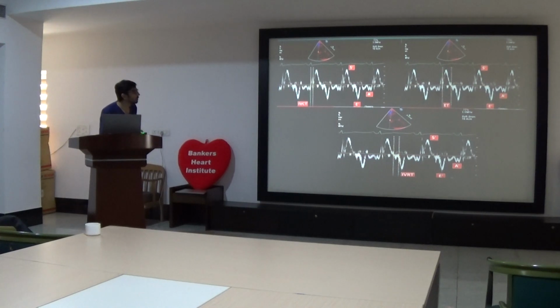Ejection time is taken at RVOT. This doesn't seem to be RVOT. It is taken at the tricuspid annulus level. No? Yes, sir, RVOT level. Ejection time is taken at RVOT. So you go to parasternal short axis, open the aorta, find the pulmonary artery, and then put pulse flow Doppler there. There you will get the ejection time.